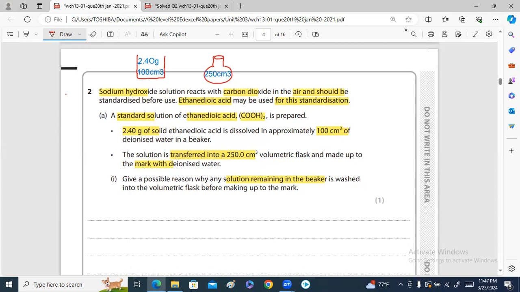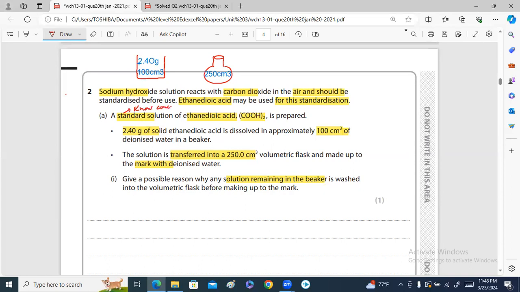this is question number two, in which the sodium hydroxide solution reacts with the carbon dioxide in the air and should be standardized before use. Ethane dioic acid may be used for this standardization, and a standard solution of ethane dioic acid is prepared. So now the first task is to prepare the standard solution of ethane dioic acid. A standard solution is a solution having known concentration.